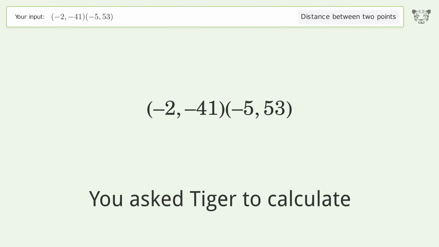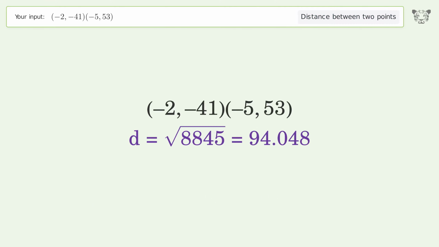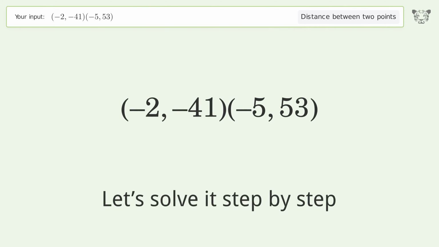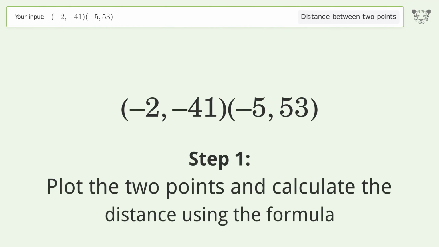You ask Tiger to calculate. This deals with the distance between 2 points. The distance between the 2 points is the square root of 8,845, or 94.048. Let's solve it step by step. Plot the 2 points and calculate the distance using the formula.